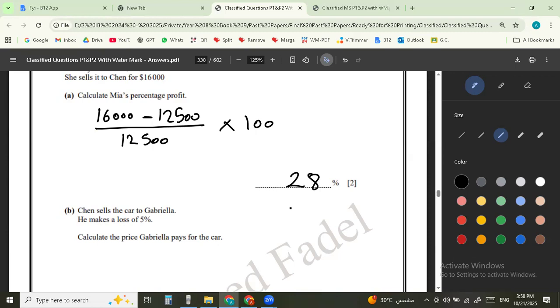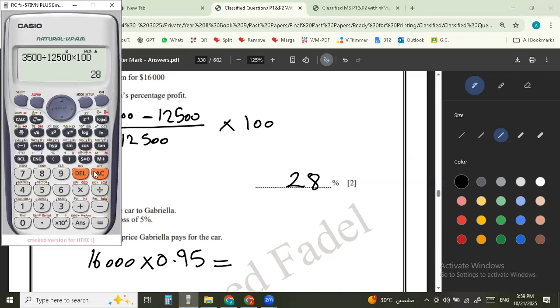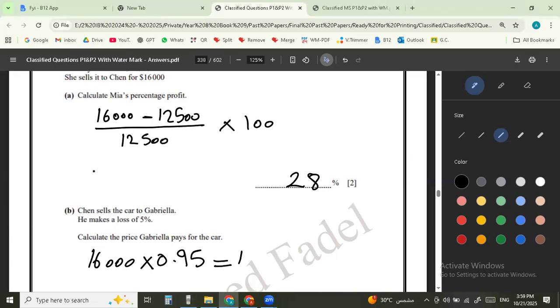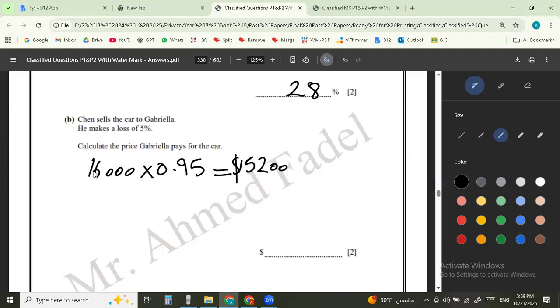So Chen sold the car to Gabriella, but he lost 5% of the price. So it is 16,000, that's the price that he paid. He lost 5% from it, which means reduce by 5%. So the multiplier is 0.95. It equals 16,000 times 0.95, which is $15,200. This is the price that Gabriella pays.